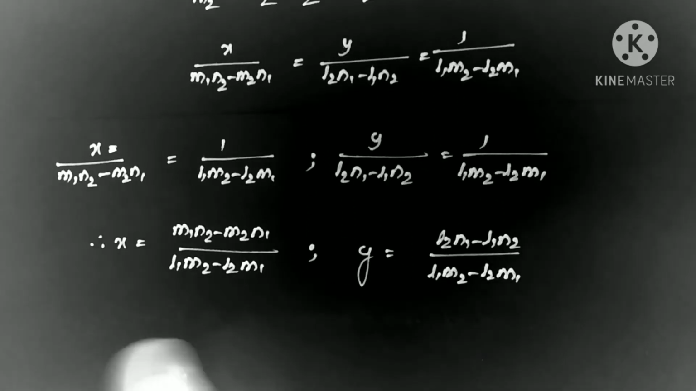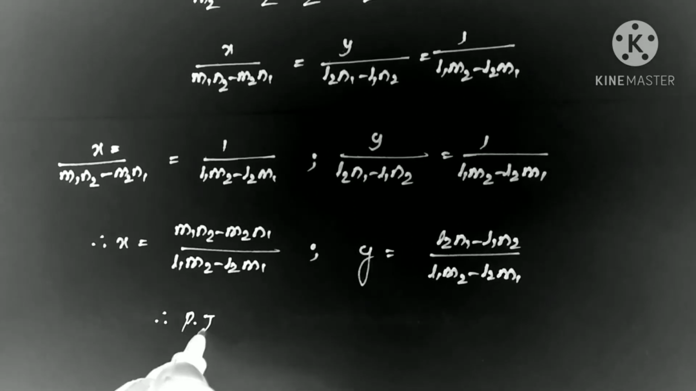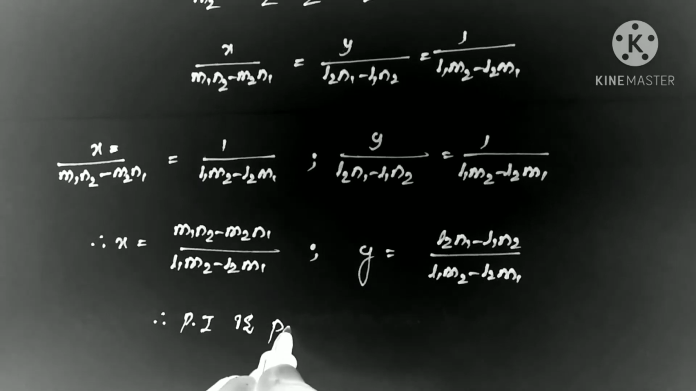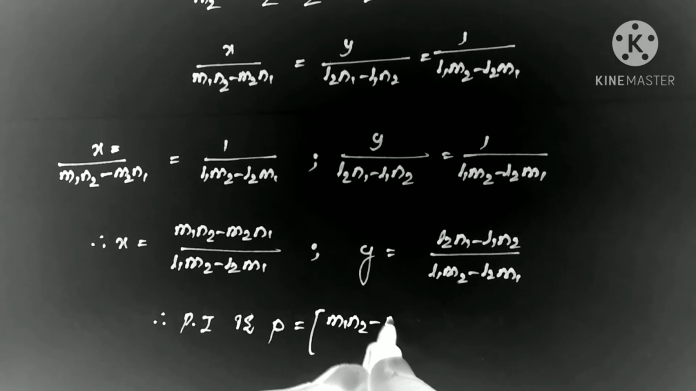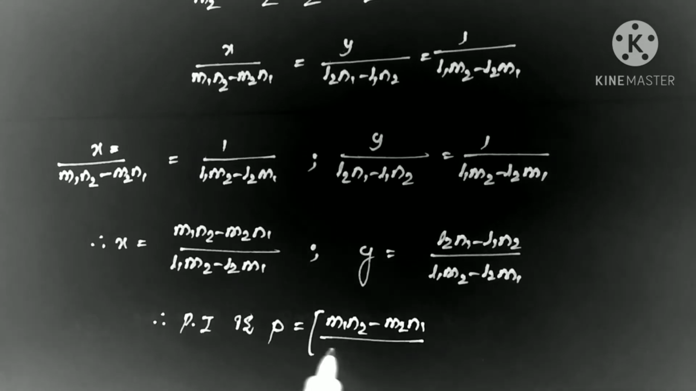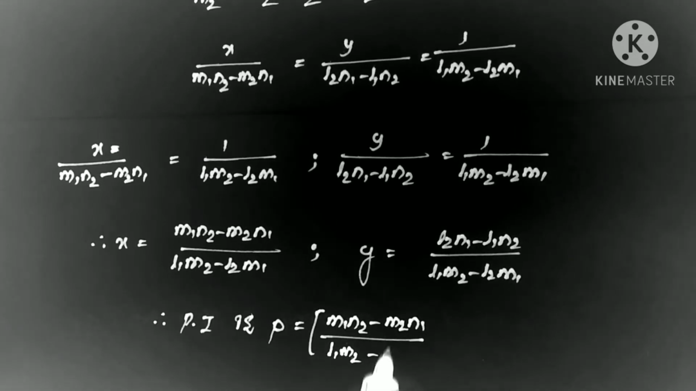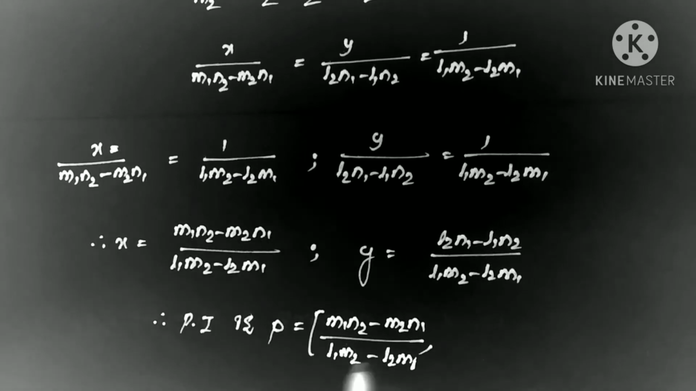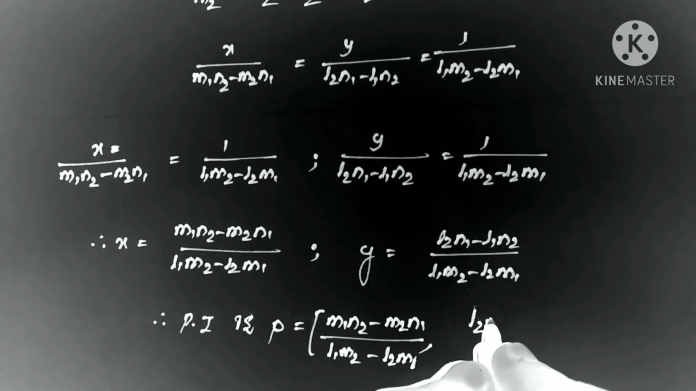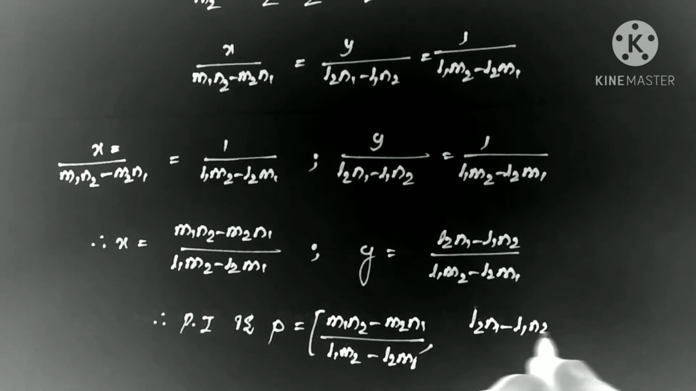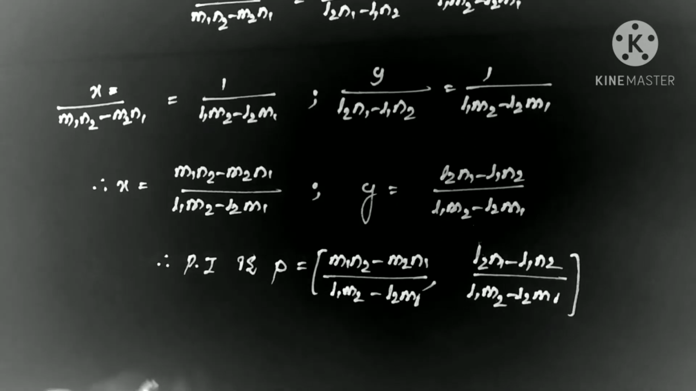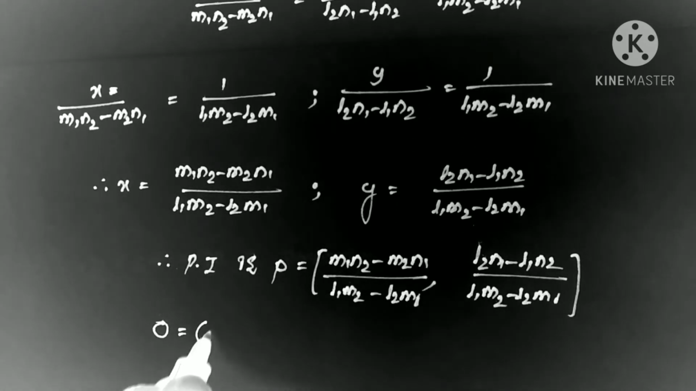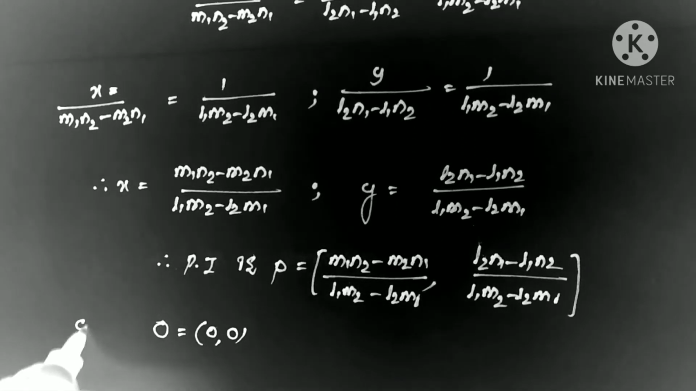Therefore this is the point of intersection. We call the point of intersection P, so P = ((M1 N2 - M2 N1) by (L1 M2 - L2 M1), (L2 N1 - L1 N2) by (L1 M2 - L2 M1)). Now this is the point of intersection. Now what is the origin? Origin O = (0, 0).